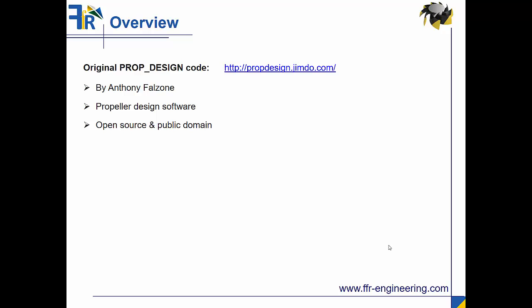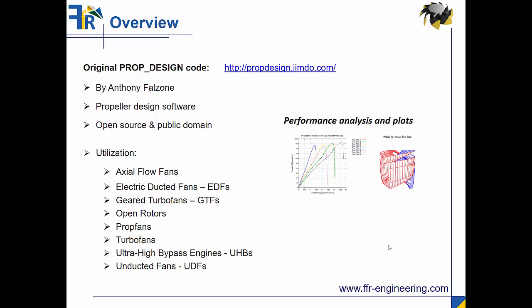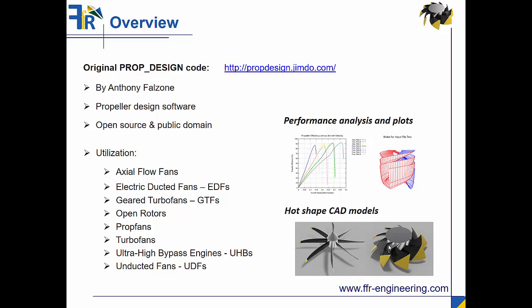Let's talk about the original Prop Design code. As I said, it's developed by Anthony Falzone, who did a great job on this code to optimize and perform design tasks on propellers. It is open source and public domain. It can be utilized for axial flow fans and a whole variety of different fans like prop fans, open rotors, turbofans, and so on. It allows you to make a performance analysis and generate performance plots, and it also has a CAD bridge for the propeller models generated within this propeller design tool.